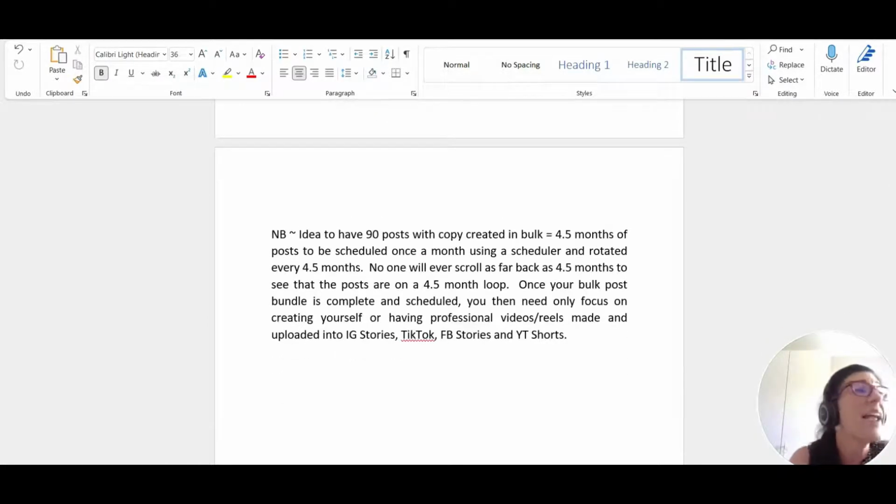And this is an idea that I have for you, which may save you a lot of time. It will be an initial investment of time, but it could save you in the long run. In fact, I believe it will definitely save you time. Perhaps look at creating a bulk amount of posts, let's say 90. That would give you 4.5 months of posts if you were to post from a Monday to a Friday.